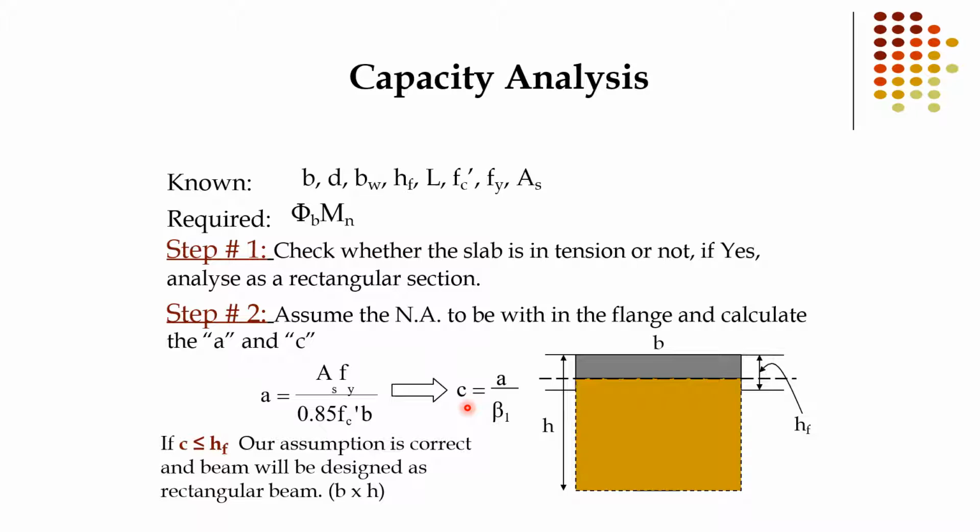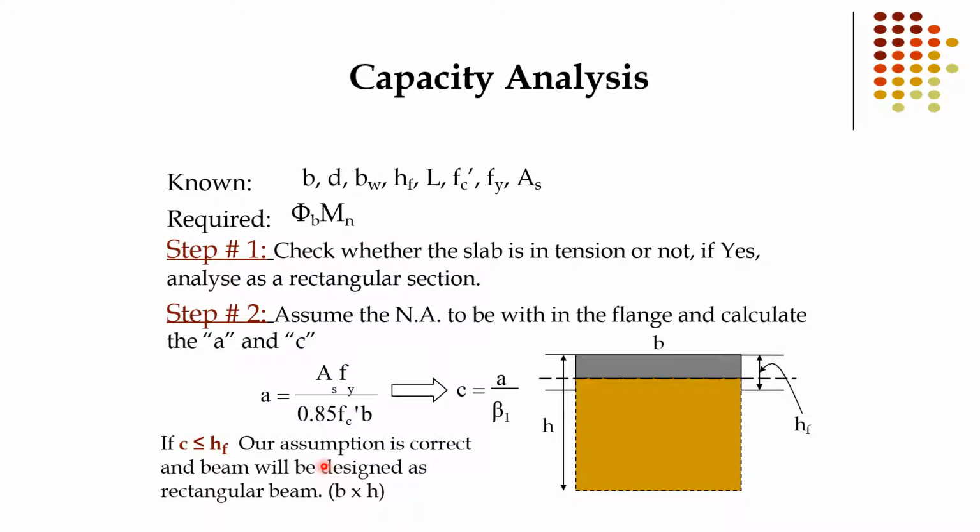And if our assumed value c is less than hf, our assumption is correct, then the beam will be designed as a rectangular beam. We have assumed by assumption that the neutral axis lies within the flange, and if after getting the value of c, the neutral axis is less than the thickness of the flange, then our assumption is correct, and we will design the beam as a rectangular section.